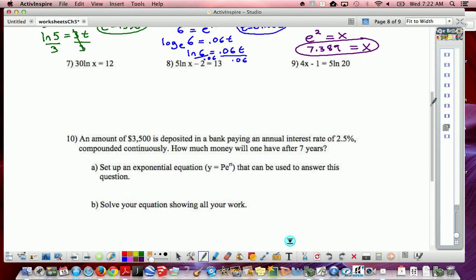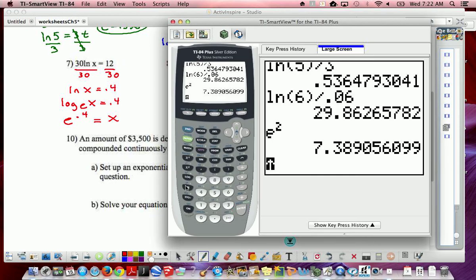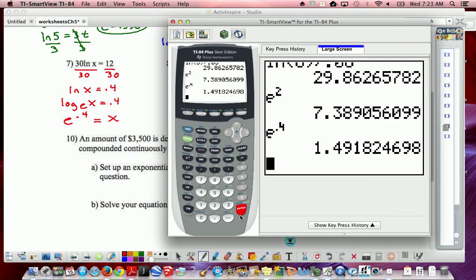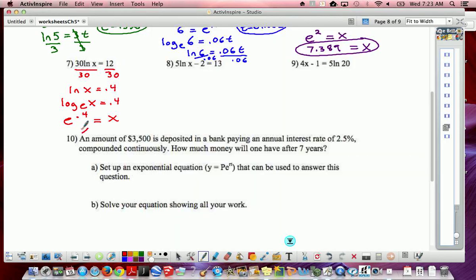Moving right along to number 7. Number 7, we want to first divide both sides by 30. So now it's just natural log of x equals 0.4. So just like the last one, log base e of x equals 0.4. Now I rewrite it in exponential form. E to the 0.4 power equals x. So calculator time, second natural log, e to the 0.4, enter, x equals 1.492.